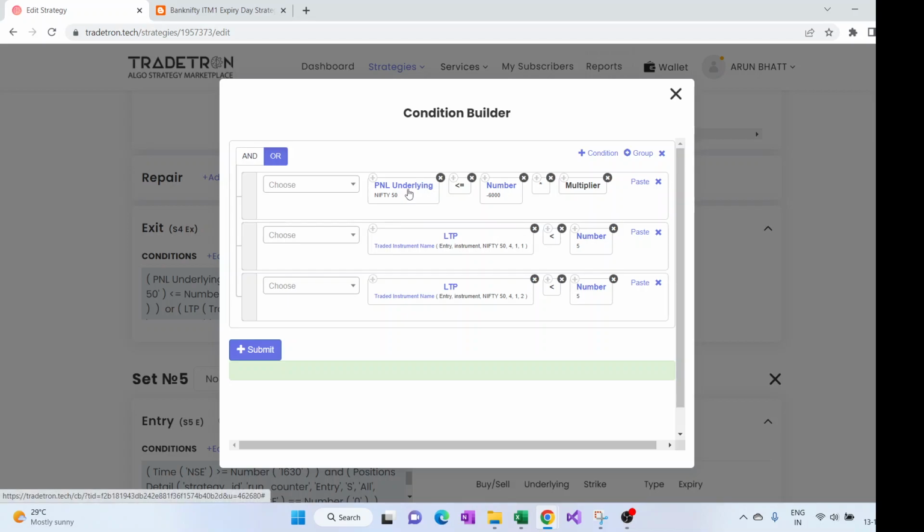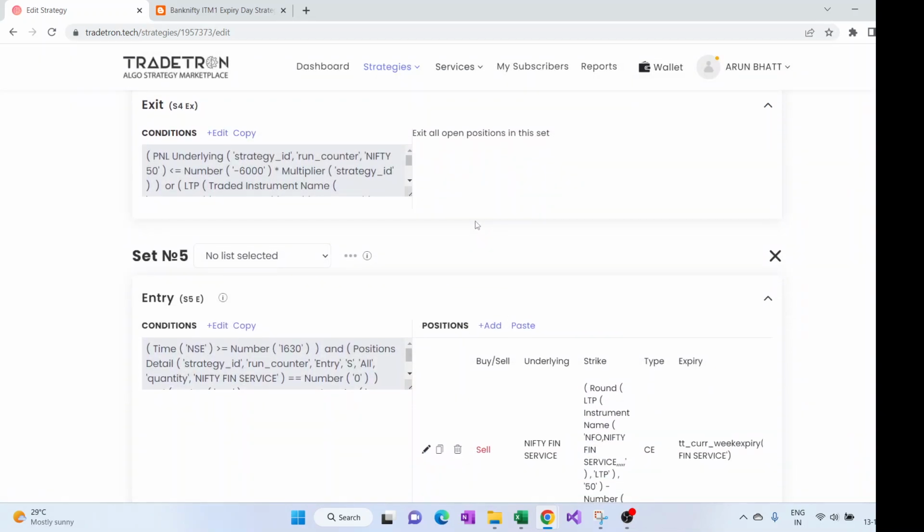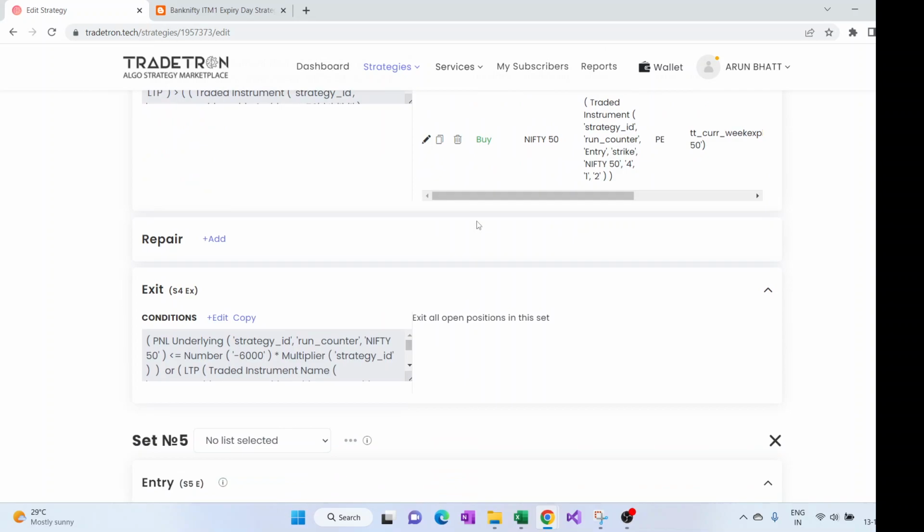Here what I am using is PNL underlying. By using this, I can say just consider the profit and loss of those options only where the underlying is Nifty 50, so that it excludes the Banknifty loss or profit. This condition is put so that the maximum loss is 2000. So that is for set 4.